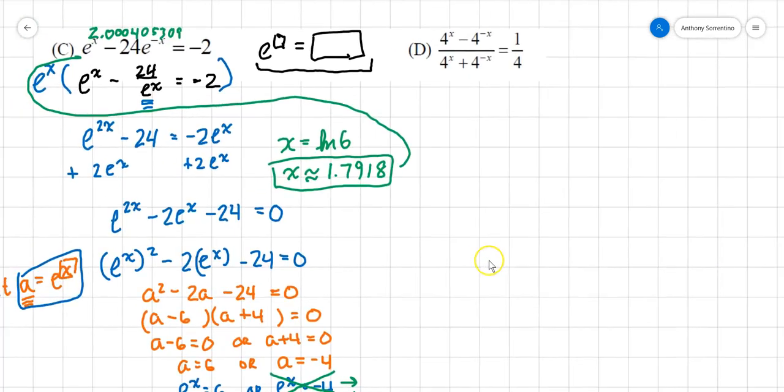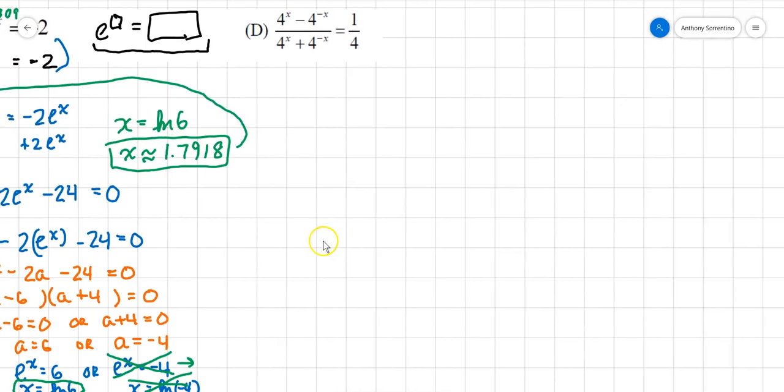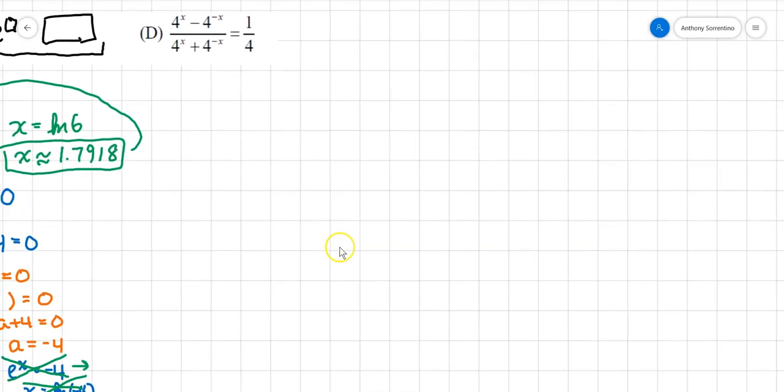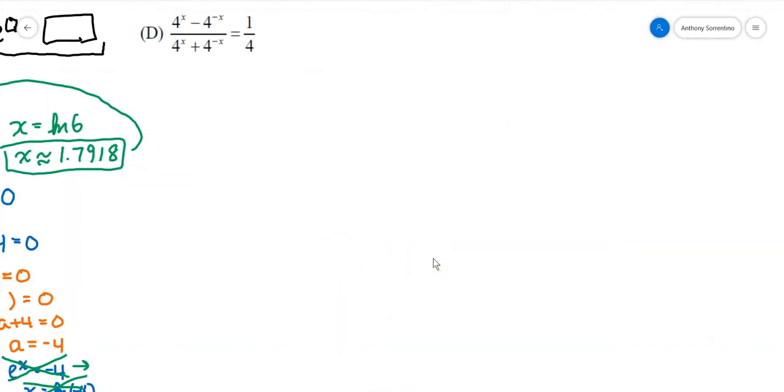And the equations I tend to give you on tests don't really get this complicated, but they do throw a few of these at you. That's the suggested problems from the syllabus, and I think I might have left 1 or 2 of these in the homework that you have to do. But again, with this one, I have 4 to the x minus 4 to the negative x over 4 to the x plus 4 to the negative x equaling 1/4. There's a lot of exponentials going on here.